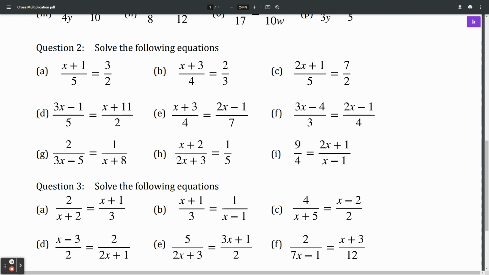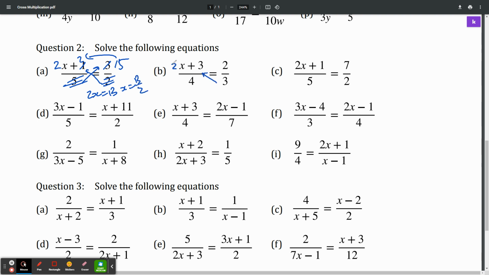Okay. All right, so this is just a random amount of questions, just cross multiplication. So I'm going to multiply this across. This is going to become 2x plus 2, and this is going to become 15. And then the denominator is here. 15 minus 2 would become 13, so 2x equals 13, so x equals 13 over 2.